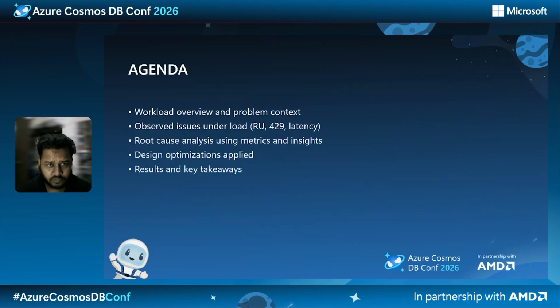So, quickly walking through the agenda, we'll start with the workload and problem context. Then we'll look at the issues we observed, mainly RU spikes, throttling, and latency. After that, we'll go into root cause analysis using metrics and insights. Then I'll walk you through the design changes we made. And finally, we'll look at the results and key takeaways.